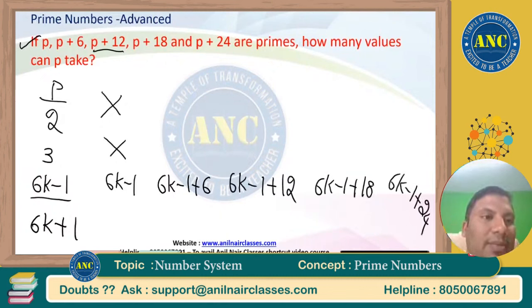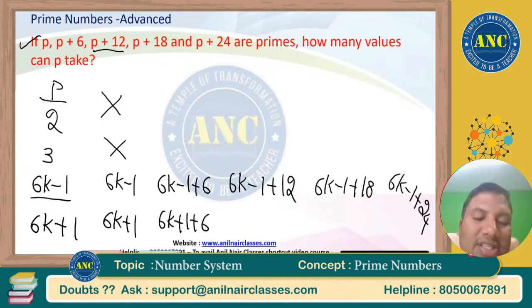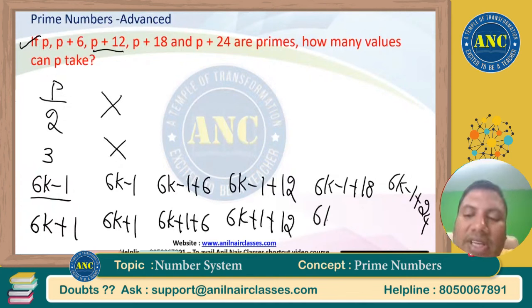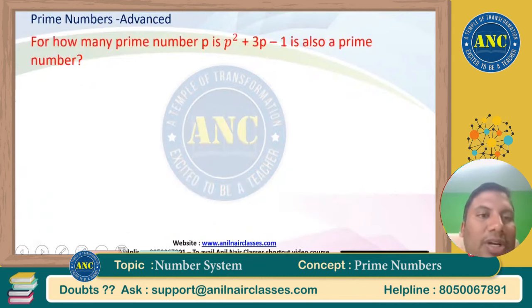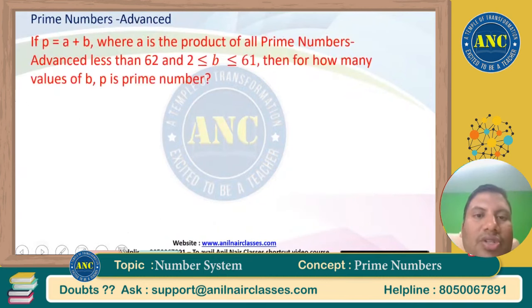And this is nothing but 6k plus 1. 6k plus 1, 6k plus 1 plus 6, 6k plus 1 plus 12, 6k plus 1 plus 18, these 6k plus 5, which when divided by 6 leaves remainder 1. Check if more than one value satisfies. If more than one value satisfies, the answer is countably infinite. This question also we solved.